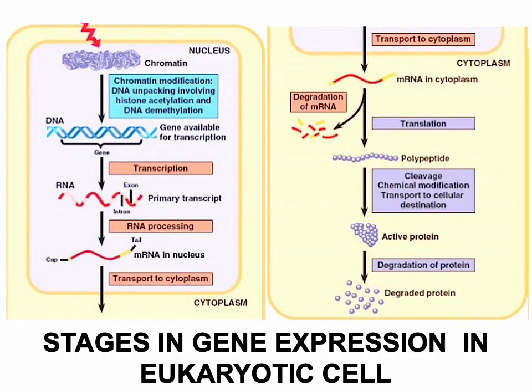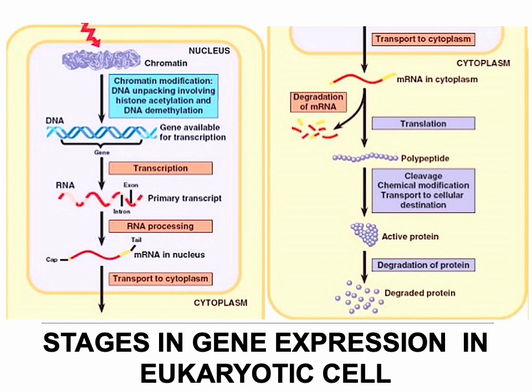What are the events during the stages in gene expression in eukaryotic cells? First, there is a trigger which causes the chromatin modification in the nucleus. The DNA will be unpacked, involving histone acetylation and DNA demethylation. These are also part of the epigenetic inheritance. And after the unpacking of DNA, the genes are available for transcription.